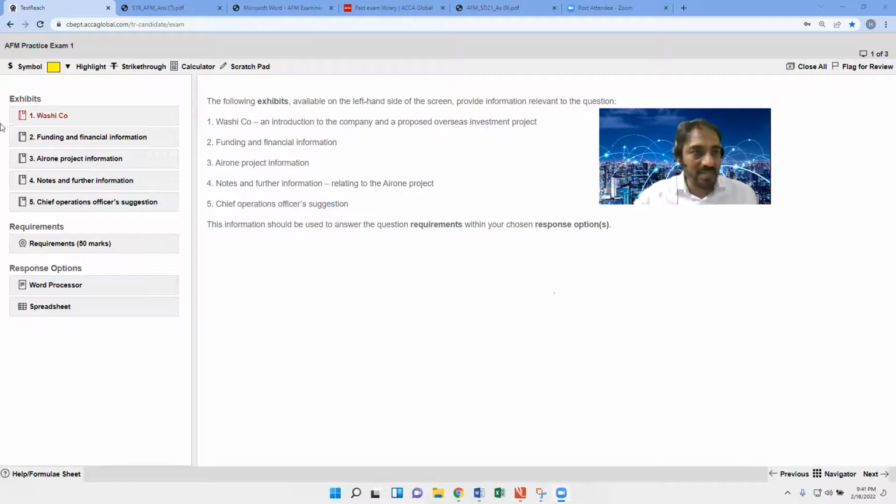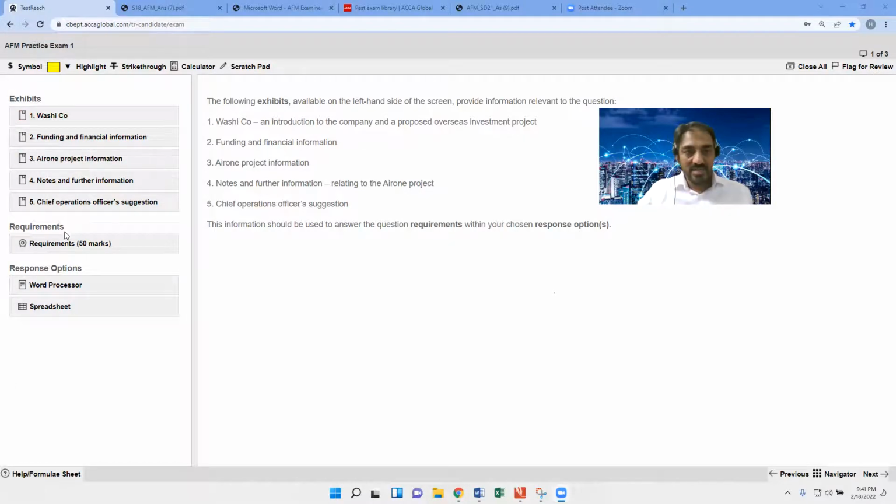And now this time a practice question, AFM practice exam question 1. This is the September 2018 exam question, the complete exam paper, Section A, Section B, all. So this particular session is about working out a 50 marks question with the name Washi Company.